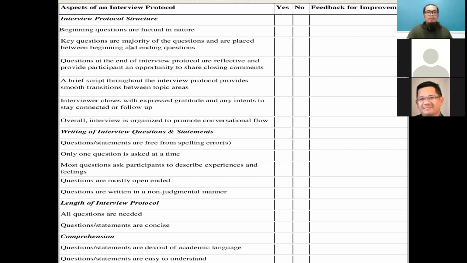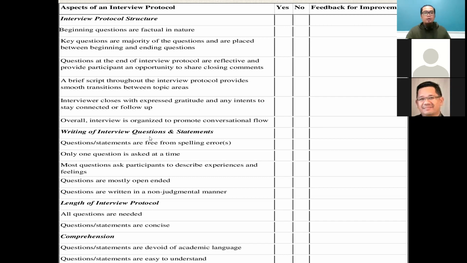Key questions: the majority of the questions are placed between the beginning and ending questions. So please tick yes or no, and give your suggestion for improvement. A brief script throughout the interview protocol provides smooth transitions between topic areas. The interview closes with expressed gratitude and any intent to stay connected or follow up. The overall interview is organized to promote conversation flow. So for the interview protocol, this part is yes or no, then give the suggestion for improvement.